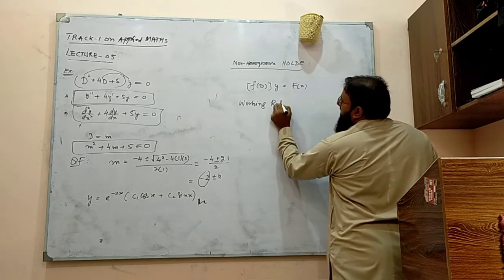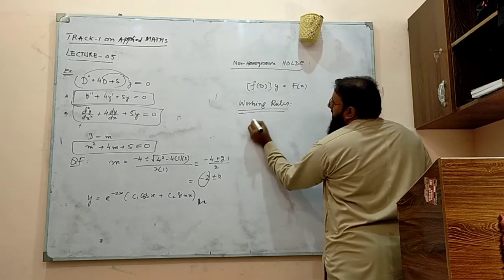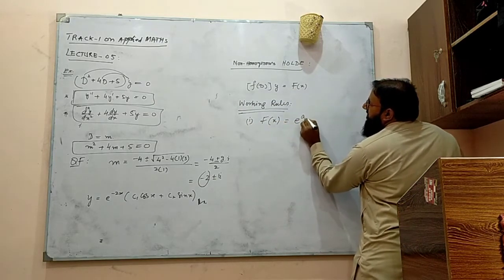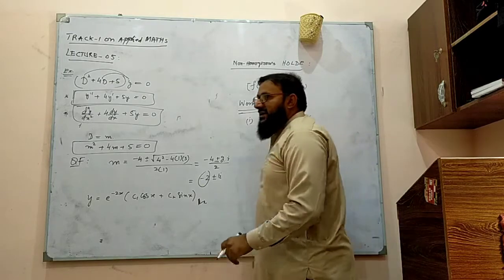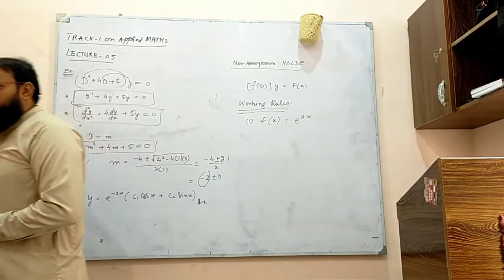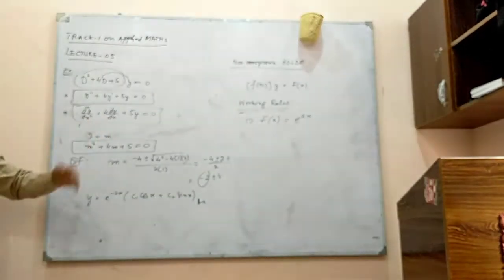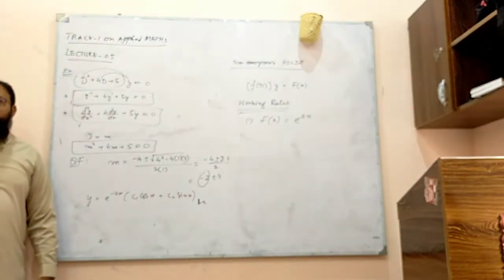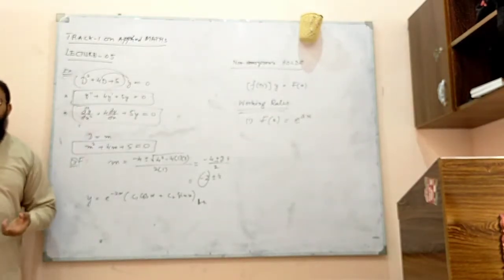First, number one, when your f of x is an exponential function, but the power of exponential should be a linear function in x. This is the condition. It should not be e raised to x square or e raised to x cube.